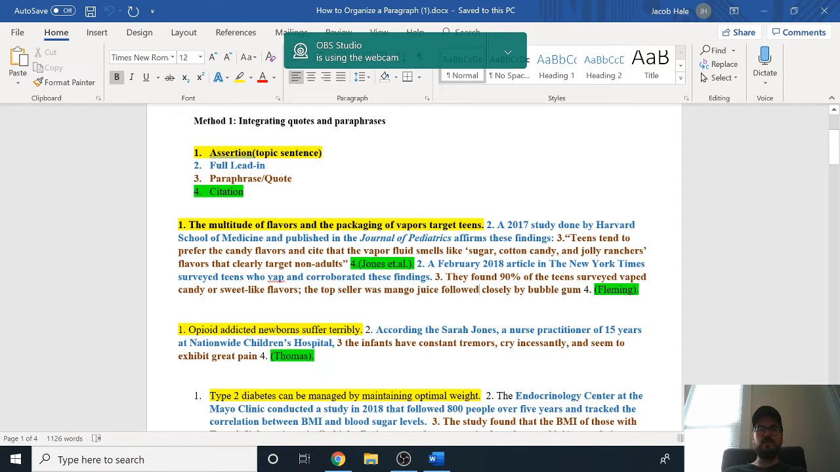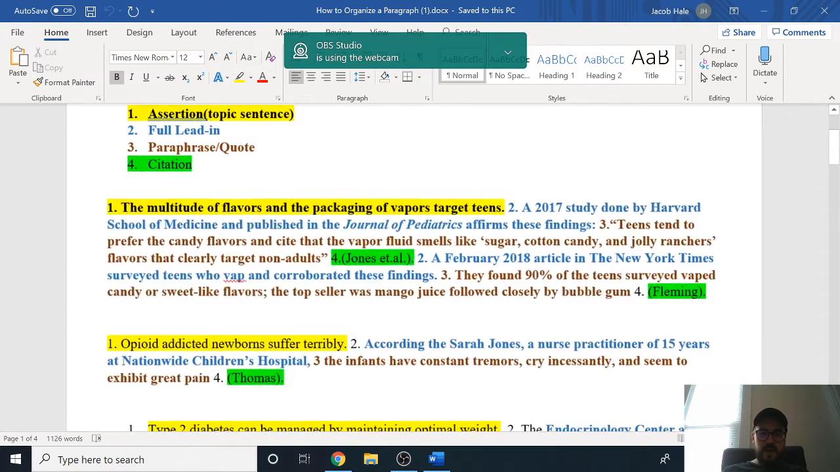Next, in red, we have the quote itself. Teens tend to prefer the candy flavors and cite that the vapor fluid smells like sugar, cotton candy, and Jolly Ranchers, flavors that clearly target non-adults. And then finally, we have our citation. So this is from Jones et al. Et al. stands for and others. Notice that it is in parentheses, and we also have a period at the end of the sentence.